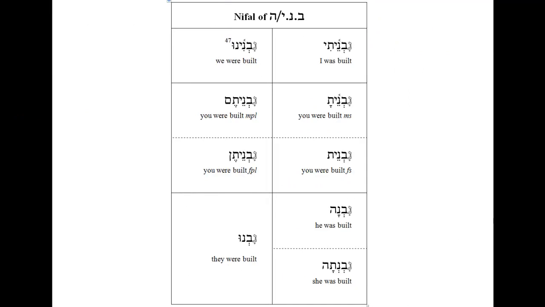Here's another third yod-he verb, bana: nivneti, nivneta, nivnate, nivna, nivnata, nivninu, nivnetem, nivneten, nivnu.